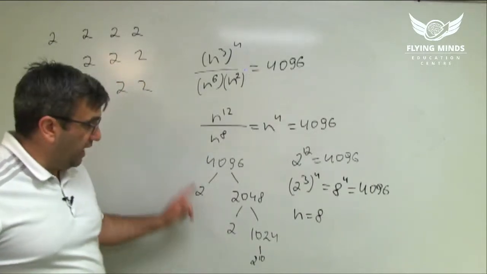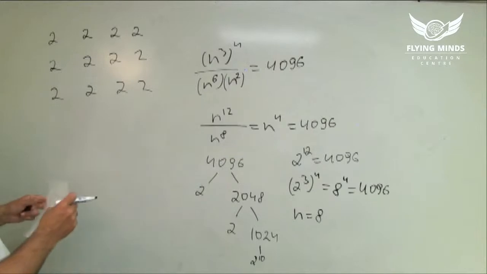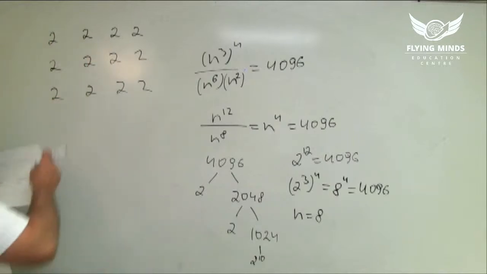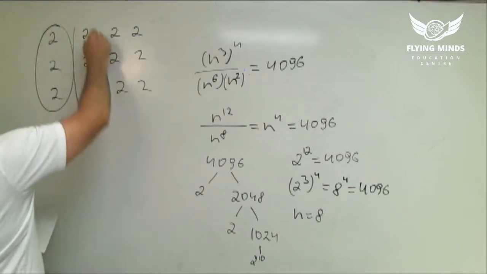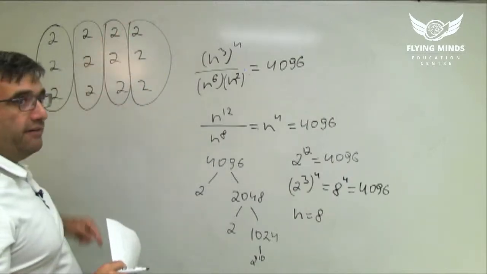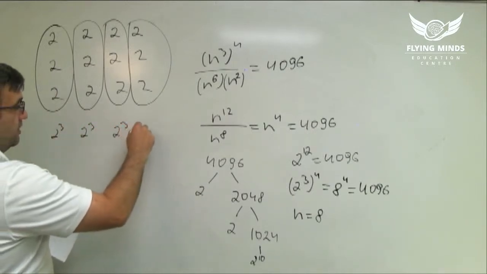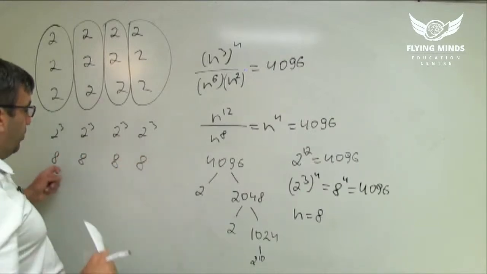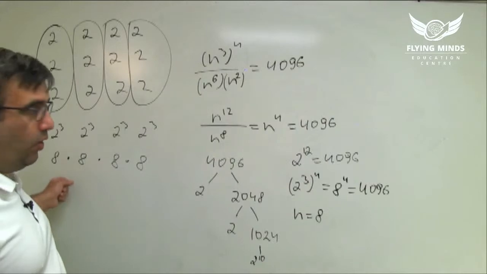But if we continue with our prime factorization, right? We're going to have 2 twelve times. Because we have a power of 4, we need to group them into 4 identical groups, right? Now we see that in each group we have 3 of them, so it will be 2 cubed. Or we have 8, 8, 8, and 8. So we have 8 four times, or 8 to the power of 4.